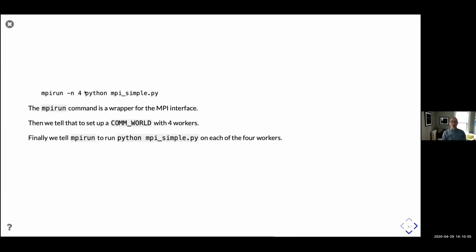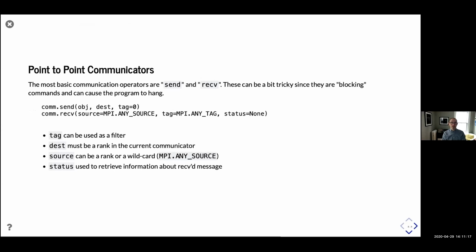Okay, so again, mpirun is the wrapper for the MPI interface. The -n is saying how many workers to create it with. And then finally, this is what we want to run inside that MPI COM world, and it's going to run it on each of the 4 workers separately. So that's an obviously simple setup.